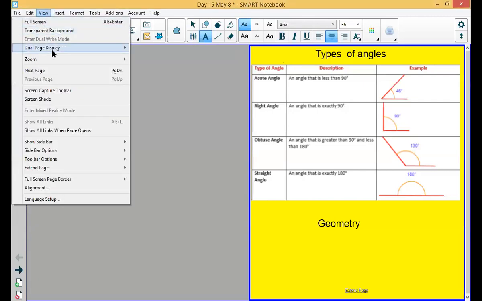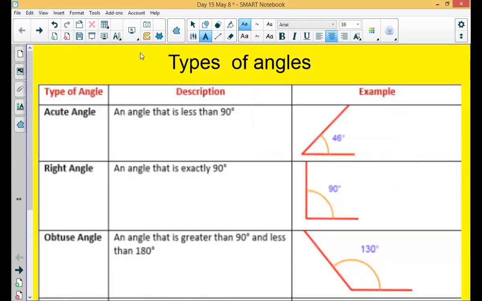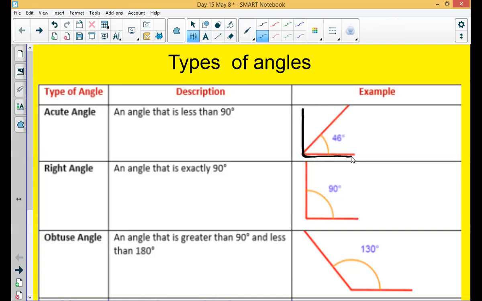So our first angle is an acute angle. You know how we used to say a cute little angle? We call it a cute little angle because it's an angle with a measurement of less than 90 degrees. So this is what an acute angle looks like. And when we talk about it being less than 90 degrees, a 90-degree angle looks like that. So an acute angle is less than 90 degrees.